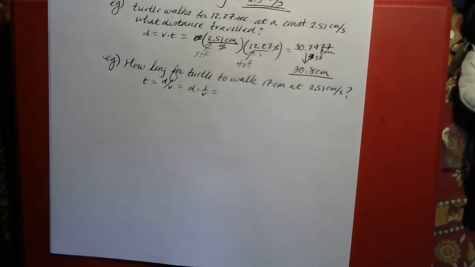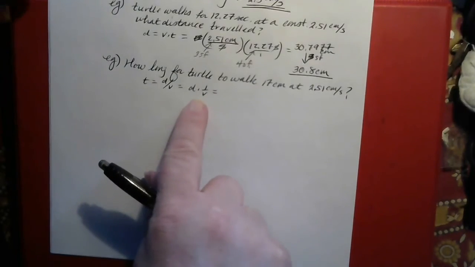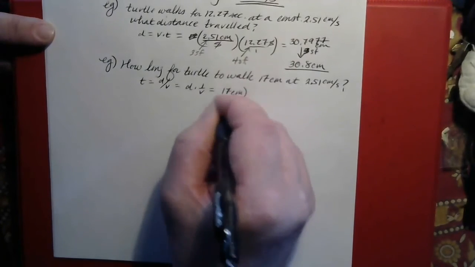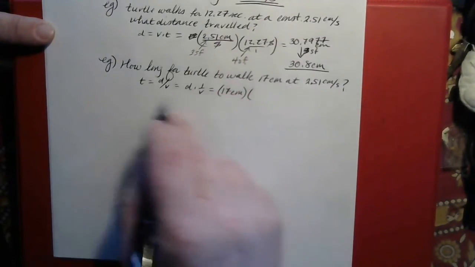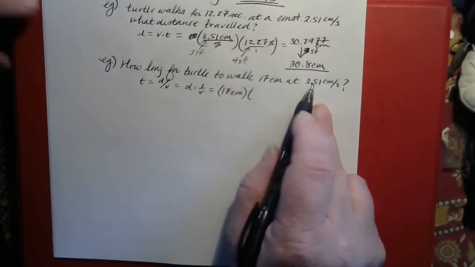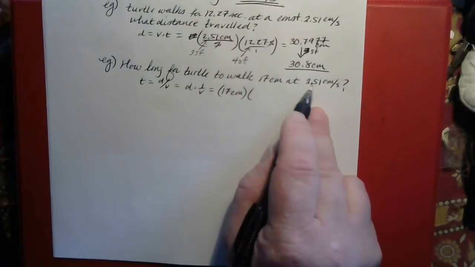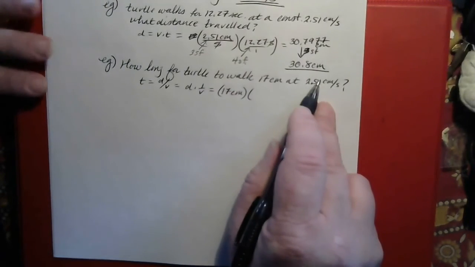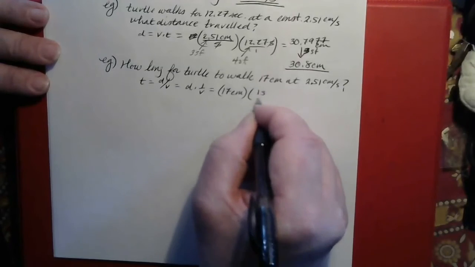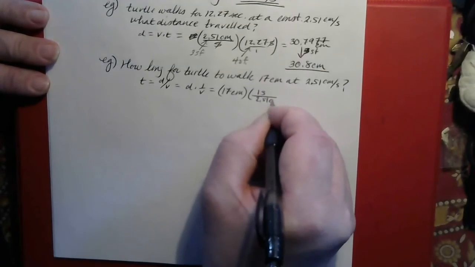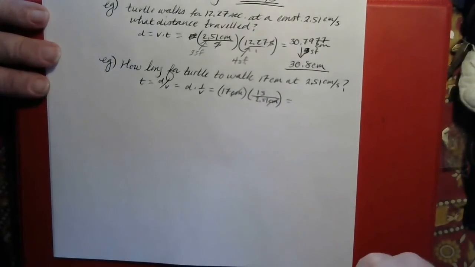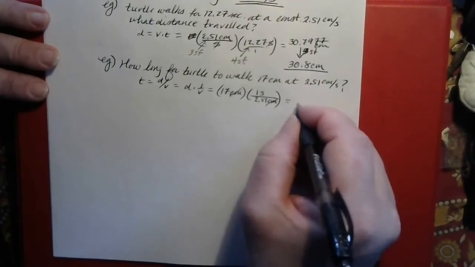And you can actually see how the units work out if you do it this way, because distance is 17 centimeters, and velocity upside down, well, the turtle travels 2.51 centimeters in each second. The reciprocal of that means that it takes 1 second for every 2.51 centimeters. Now you can see clearly centimeters cancel and you end up with seconds as the unit for the answer.